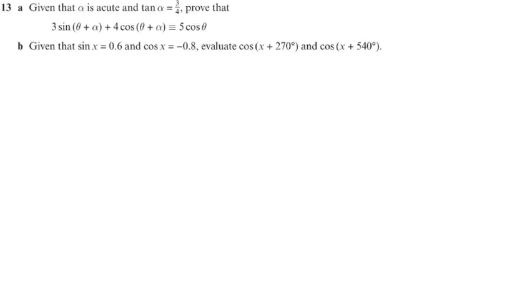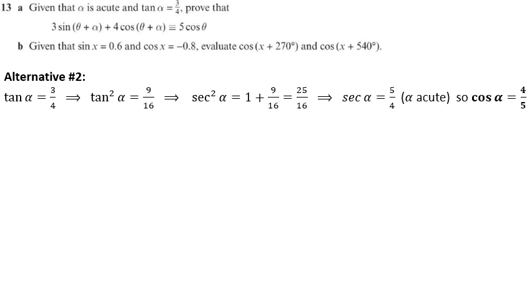Now let's look at a couple of alternatives for doing part A before we move on to part B. Here's my second alternative. If tan alpha is 3/4, we can use essentially the method that we had before, the fact that sine squared plus cos squared equals 1, but I can do it a bit more efficiently. I can say that tan squared is 9/16, and I know that sec squared is 1 plus tan squared, so I can replace that. I can find sec squared, I can find sec, and therefore cos. So similar reasoning, but a little more efficient. Once I've got cos, I can do sine squared is 1 minus cos squared, and again using the fact that alpha is acute, I get sine alpha as 3/5.